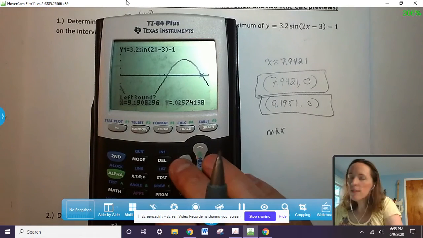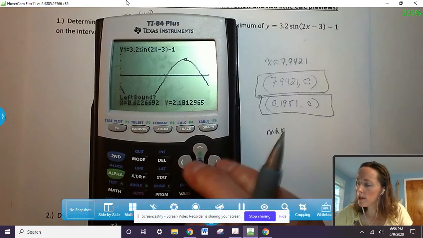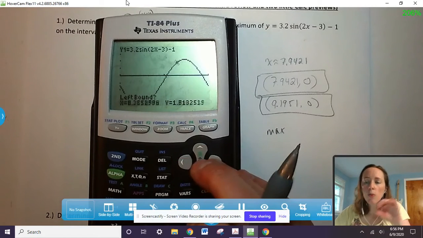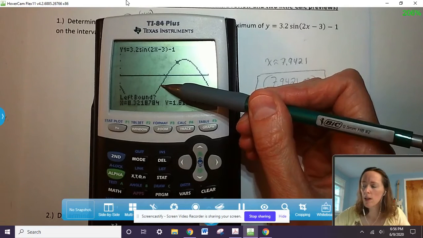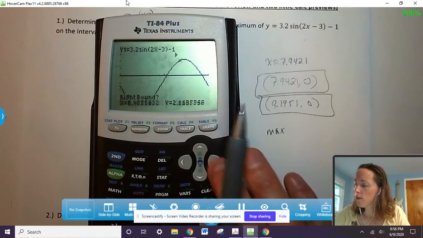And again, this is the left bound, right bound, and the guess. So go to the maximum, go to the left. I'm going to go here. You might go here. You might go here. Anywhere, just a little bit to the left. Don't go too far. Don't go all the way down here, but just make sure you're to the left of the maximum. Make sure you're to the right of the maximum.